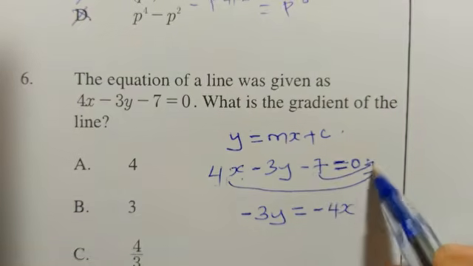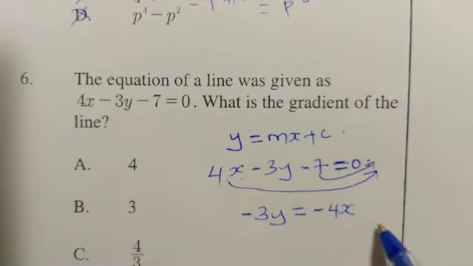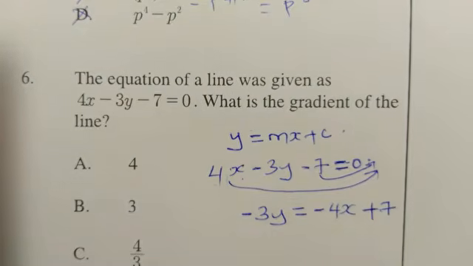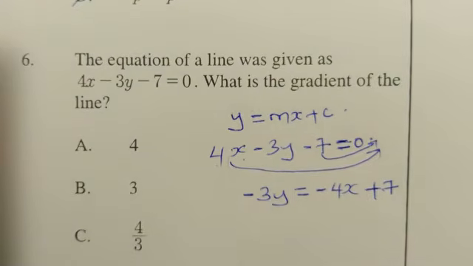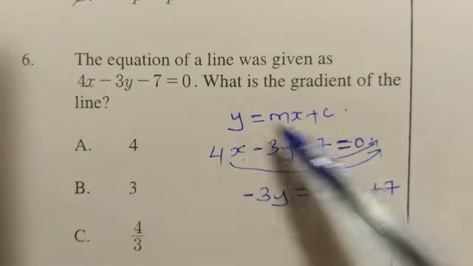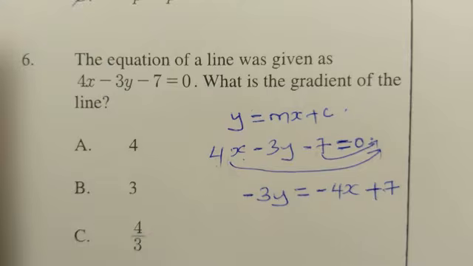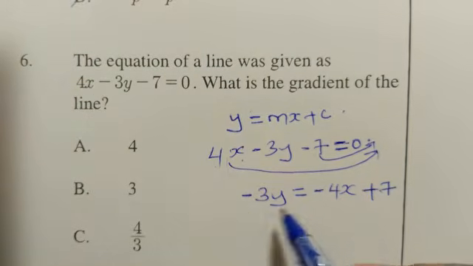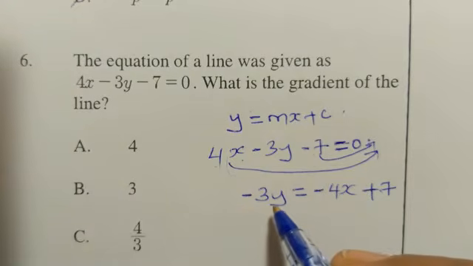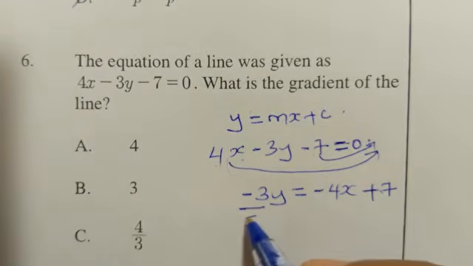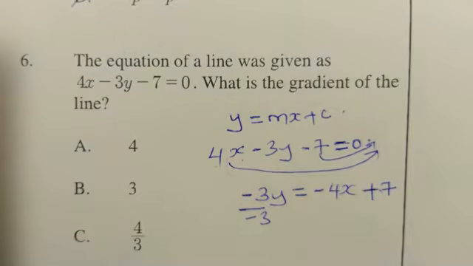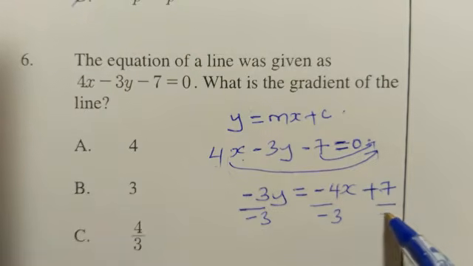So crossing the equal sign, the negative changes to positive 7. Yes. Good. So if you can see, it's almost there. You can see some resemblance. So let us now do away with the coefficient of y so that we can remain with y alone. So we'll have to divide all through by the coefficient of y, which is negative 3, as you can see, and then negative 3, negative 3.